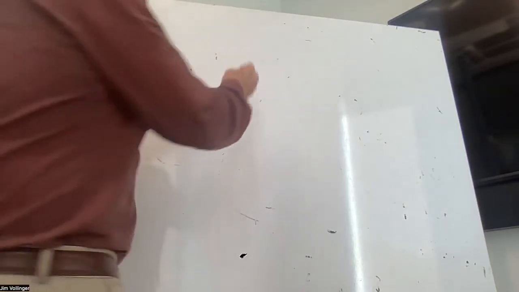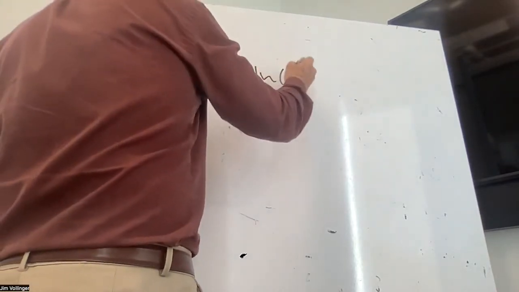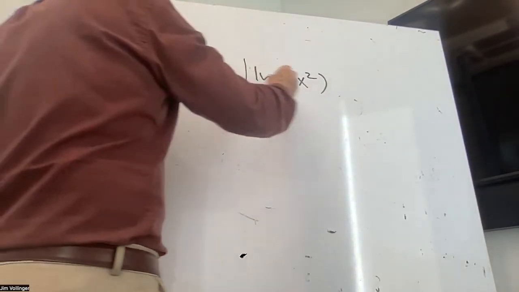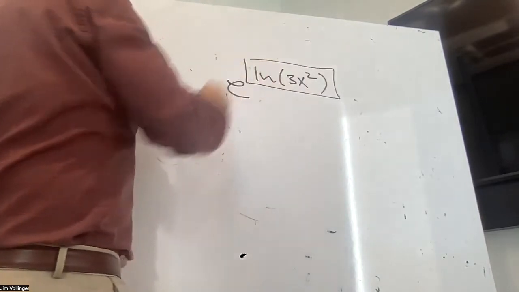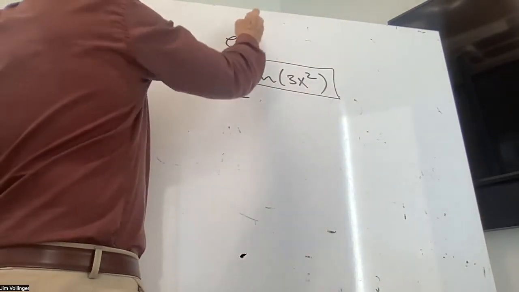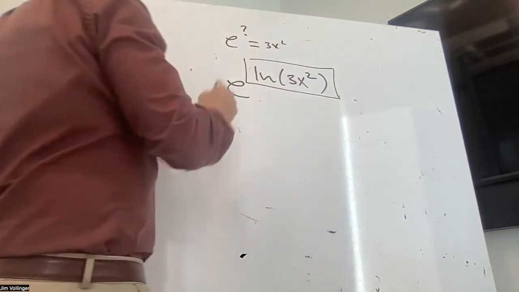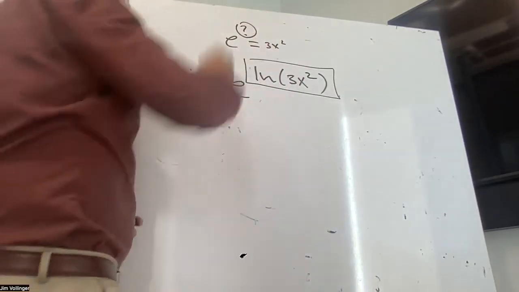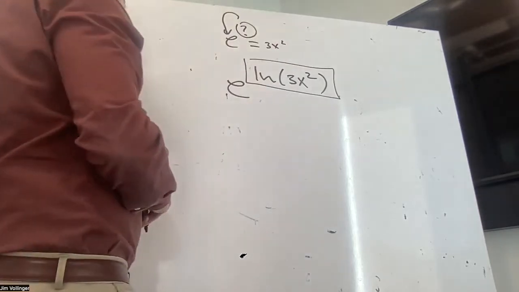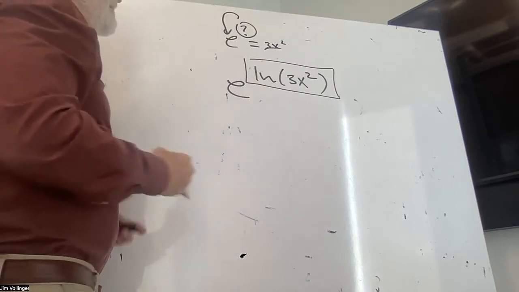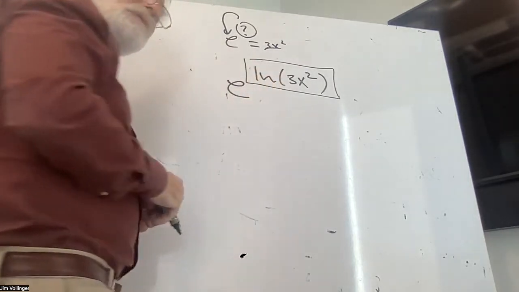So e to the ln of 3x squared. Okay, so what is this saying? I'm looking for the exponent on top of e that gives me 3x squared. And once I find that exponent, I'm going to put it on top of e. I think I'm going to get 3x squared. Now, that's going to take you some time to sort out.